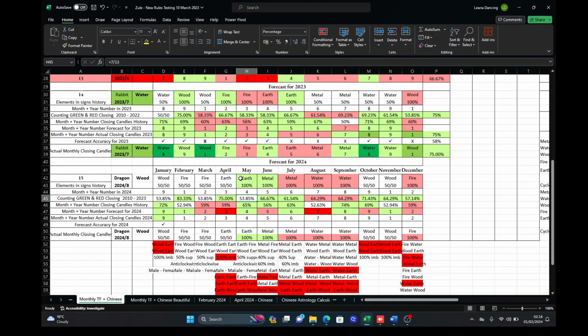We have only earth, that earth as an element that is incompatible with the earth and the wood in the year. But as I said, it's much better than April, much better. So for that reason, I expect a green candle for May.